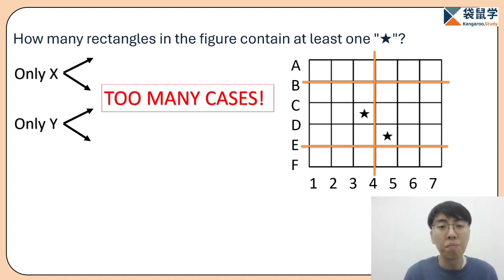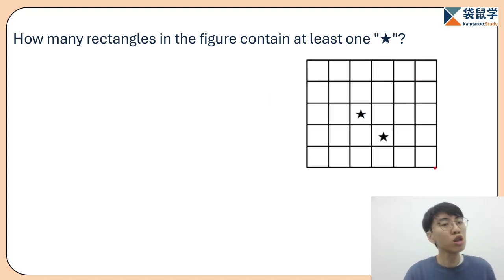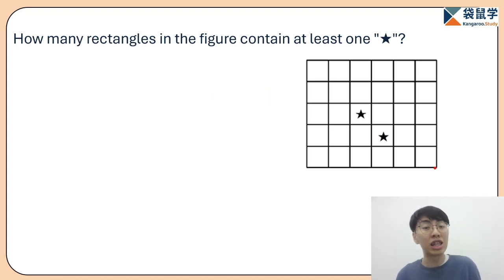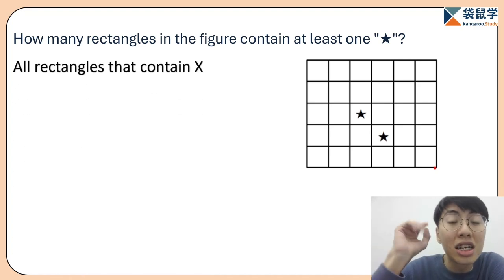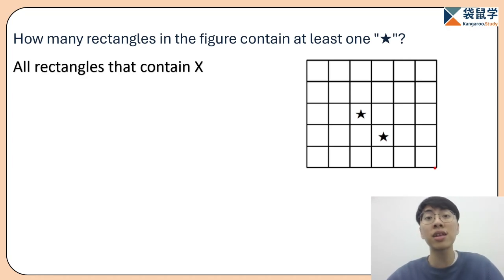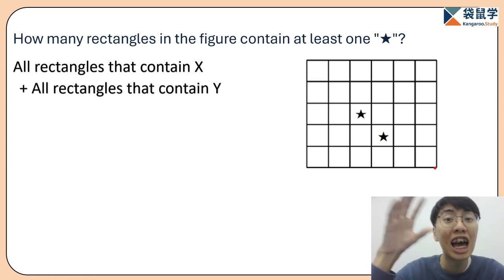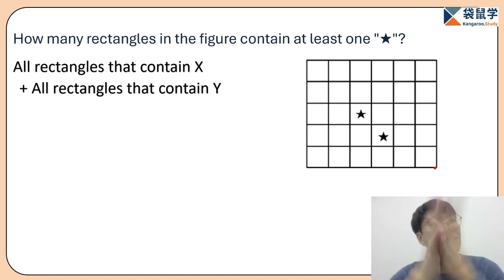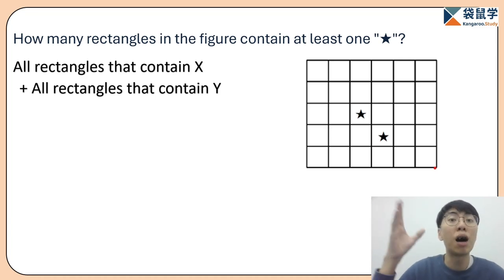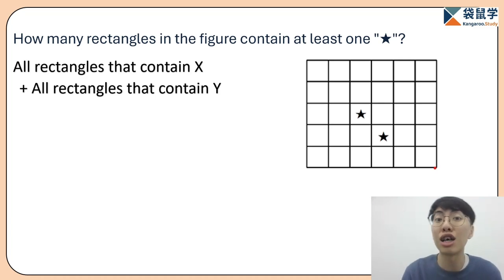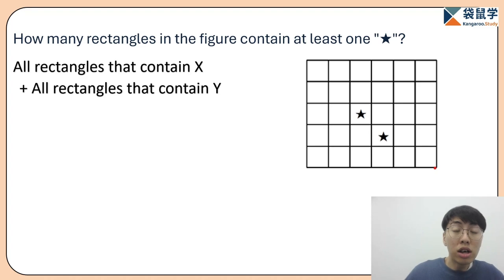Oh no. Then what do we do? Well, actually, let me tell you one very easy solution. And that is, we first find all of the rectangles that contain x. And then after that, we find all rectangles that contain y. And because all of these rectangles that contain x include some of them that contain both x and y, similarly, for rectangles that contain y, they would have also contained both x and y.